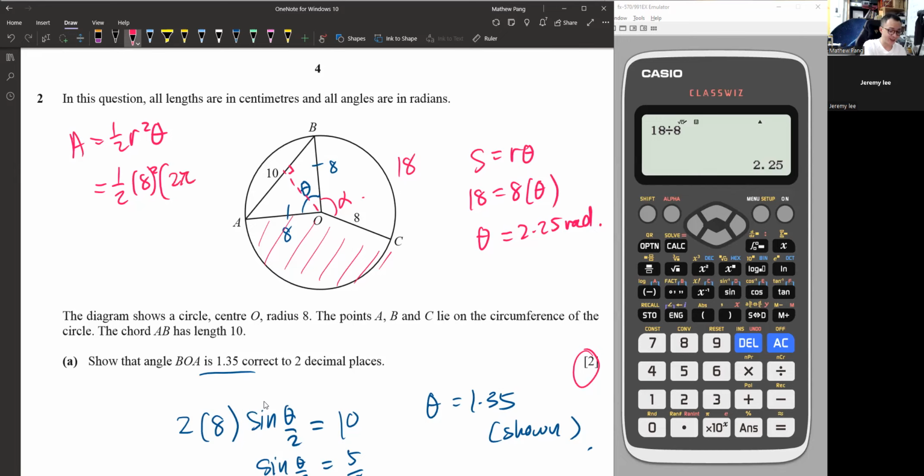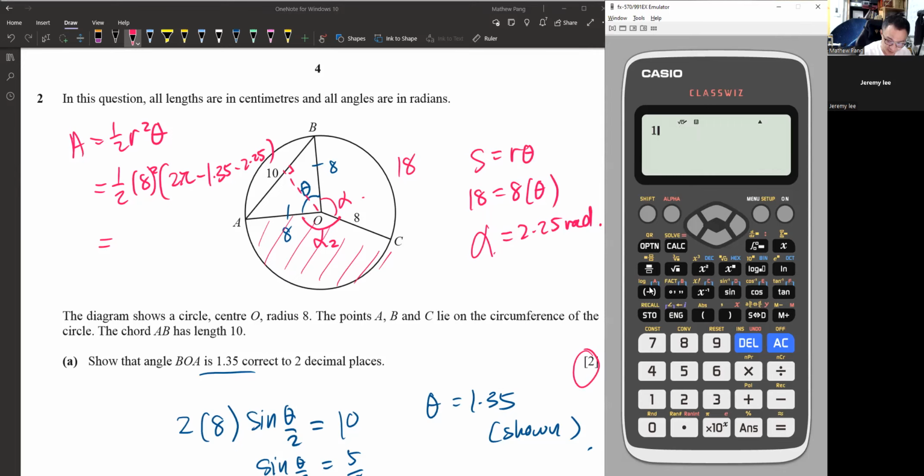Is 2 pi minus theta minus the alpha, right? So this one is basically my alpha, which is alpha in this case. So I need to minus 1.35 minus 2.25. Then I can get the area of sector for this one. Because this angle over here, I'm calling alpha 2. So basically it is 360 minus the other 2, right? 360 in radian we call 2 pi. So yeah, let's do it.